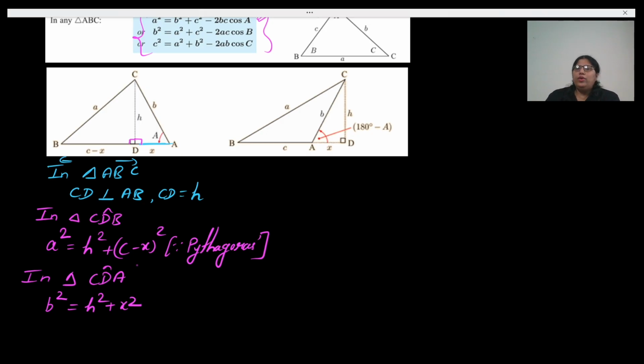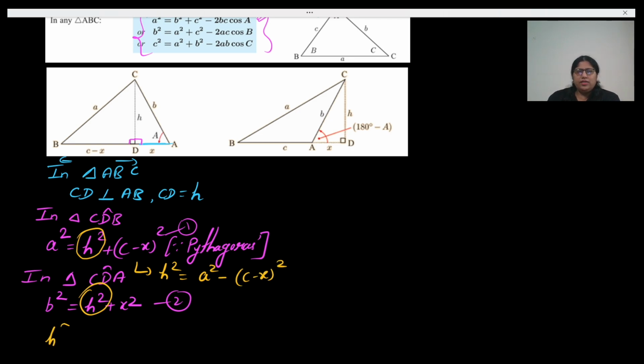Now, these are the two equations. If you see the first equation and the second equation, what is the common side here? CD is the common side. That means in both cases, h square is common. So I'll convert both equations in the form of h square. From here, h square will be equal to a square minus c minus x whole square, and here h square will be b square minus x square.